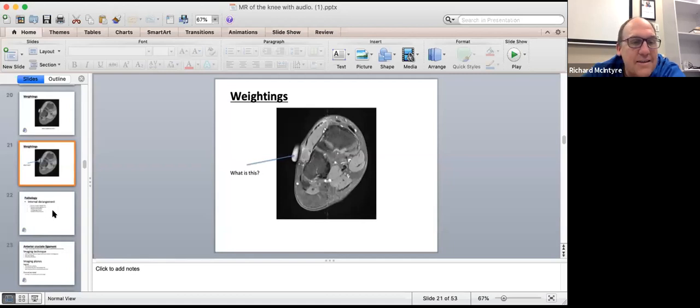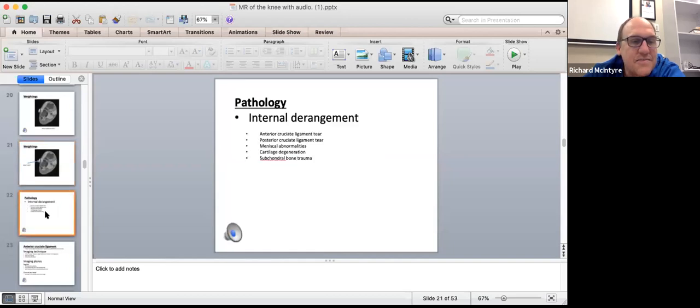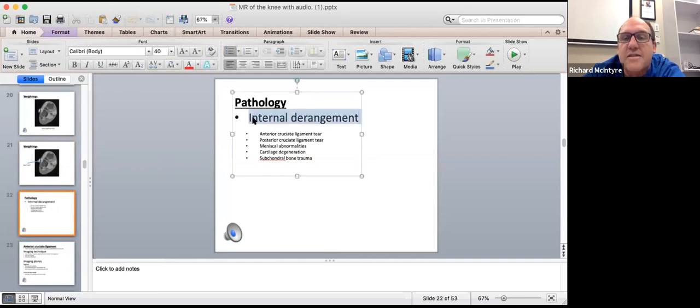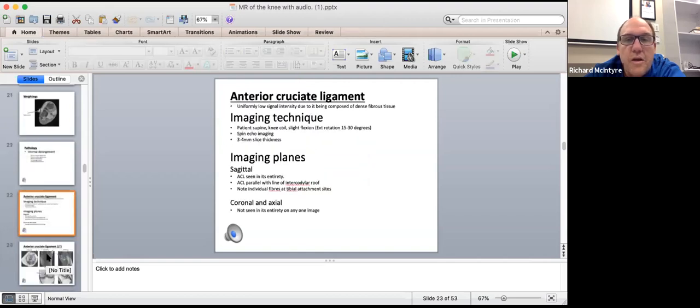Okay, so there's our marker. It's a vitamin E capsule, or just a little fluid capsule that marks that little lesion there. Excellent. Now we've got internal derangement as a pathology. That's like mechanical injury to the knee. An example might be anterior cruciate tear, posterior cruciate tear, meniscal abnormalities, to look at cartilage degeneration and to look at subchondral bone trauma. Obviously that's bone trauma under the joint, under the cartilage, and we'll see that.